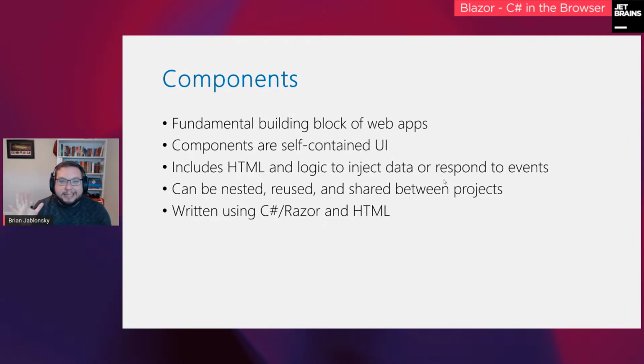Components are basically self-contained UI that contains some HTML, some logic and some CSS to be able to render UI components and respond to events such as clicking, or inject data when you call a web API or something like that. One nice thing about components is that they can be nested, reused, and shared between projects. So if you're creating a to-do list and you want to reuse it in a bunch of different projects, you can create a Razor component called a to-do component and then use it in different projects. So it's great to be able to share all that between all your projects.